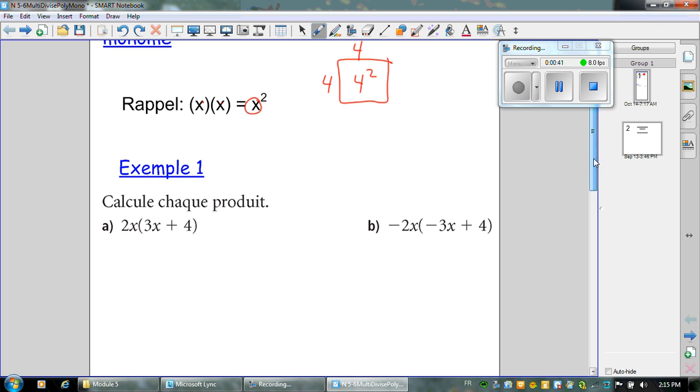So let's take a look at our first example here. Remember, we're going to be using the distributive property. So you're doing 2x times 3x and 4 times 2x. So 2x multiplied by 3x plus 2x multiplied by 4. So 3 times 2 is 6, and then you have x times x, x squared, 6x squared, plus 4 groups of 2x, 4 times 2 is 8x. That's your answer.